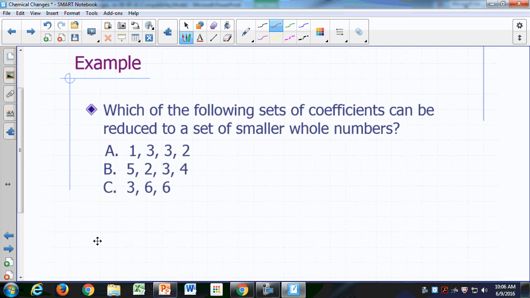Which of the following, let's say you have these sets of coefficients, which of these can still be reduced to a set of smaller whole numbers? Well, let's look at A. The smallest here is already a 1, and that's already as small as can be.